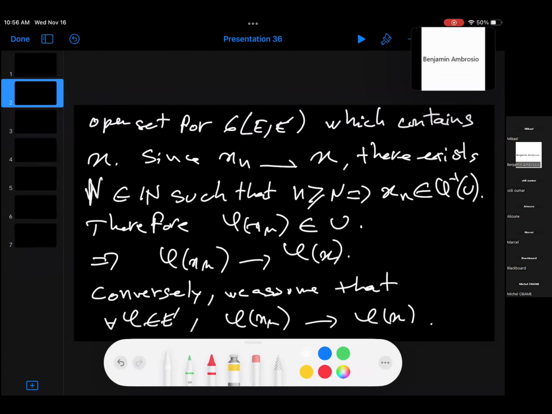Okay, so now what we want is the other way around. So conversely, we assume that for every phi in the dual space, phi of xn converges toward phi of x.